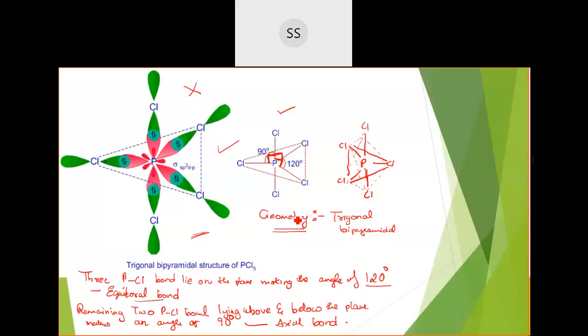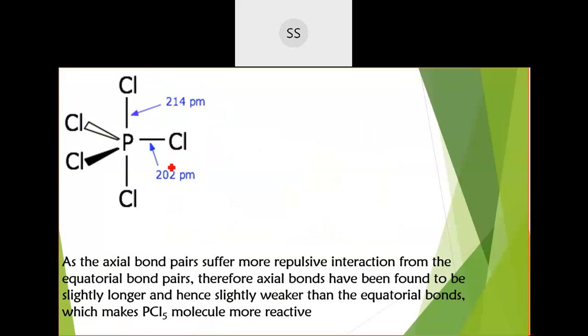What I was telling here is that in PCl5, what they have found practically is that the bond length of the axial bonds is around 214 picometer, and the equatorial bonds are found to be 202 picometer. So why is it happening, that you need to explain. Practically they have found that the bond lengths are different.